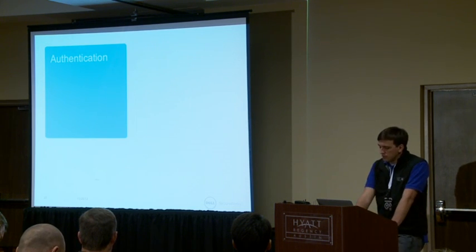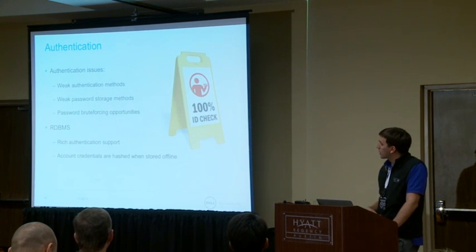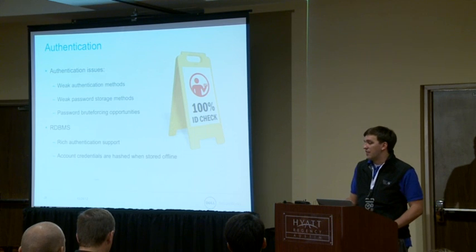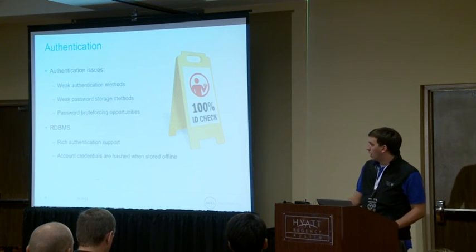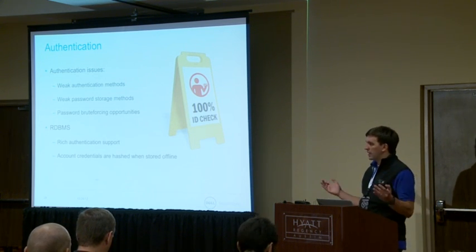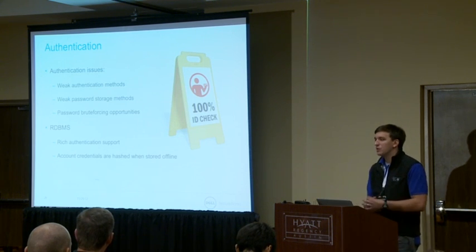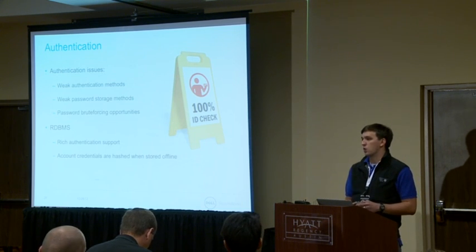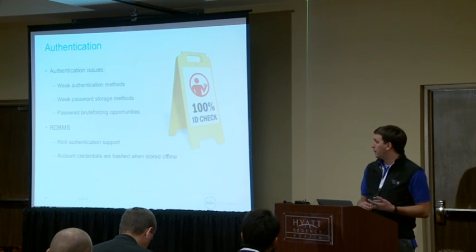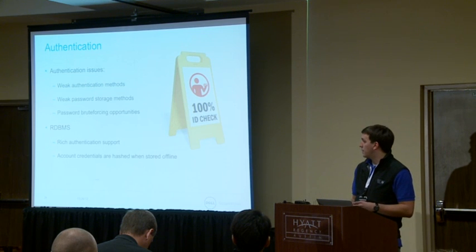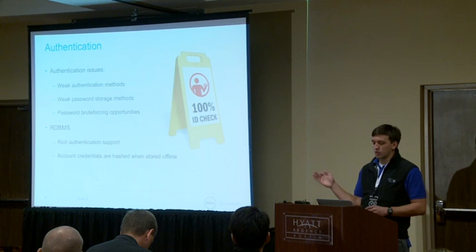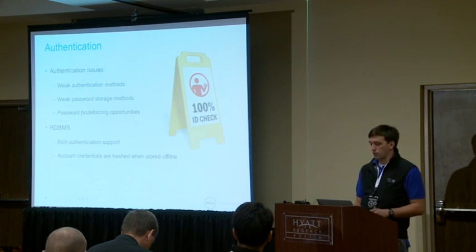So the next topic that we're going to discuss is authentication. And so the specific authentication issues that we're going to look at are weak authentication methods, weak password storage methods, and then opportunities for password brute forcing. Now, relational databases traditionally have rich authentication support, which means that you can easily authenticate against a variety of credential sources, whether that's Active Directory, LDAP, PAM sources, or sources that are actually built into the database itself. And relational databases also do a very good job of hashing their credentials when they're stored offline. So they generally aren't stored in plain text.